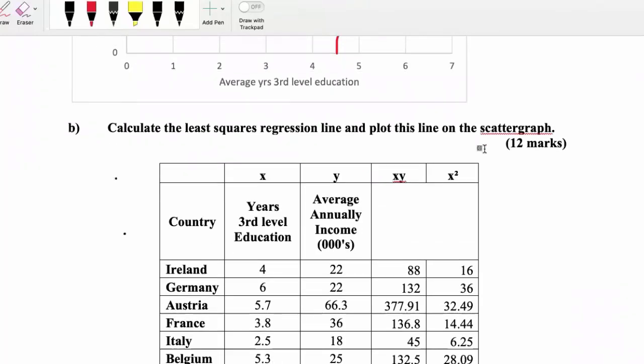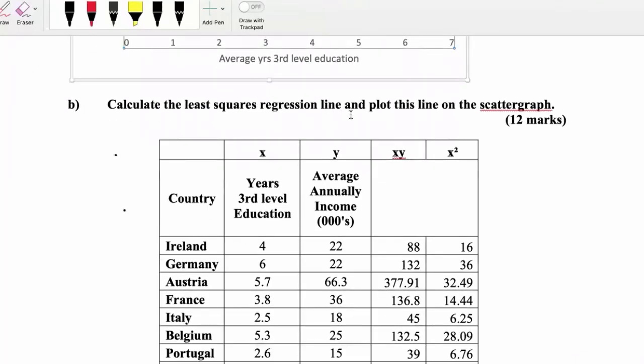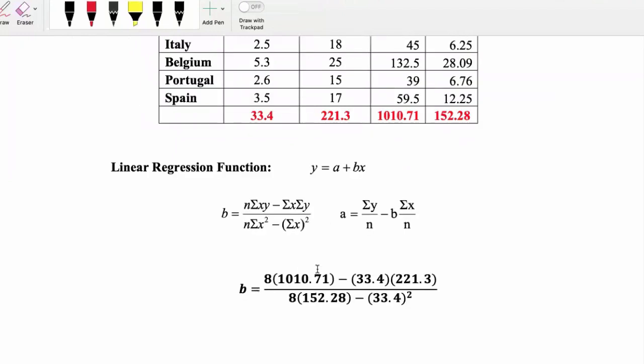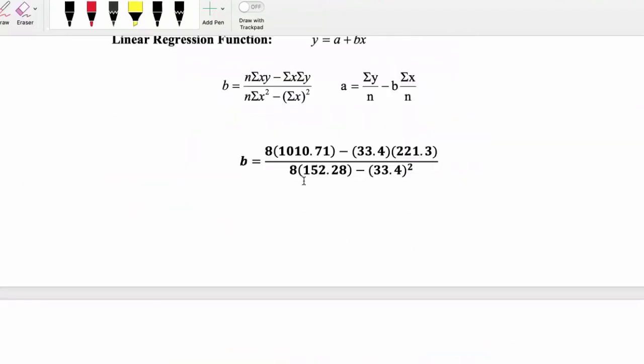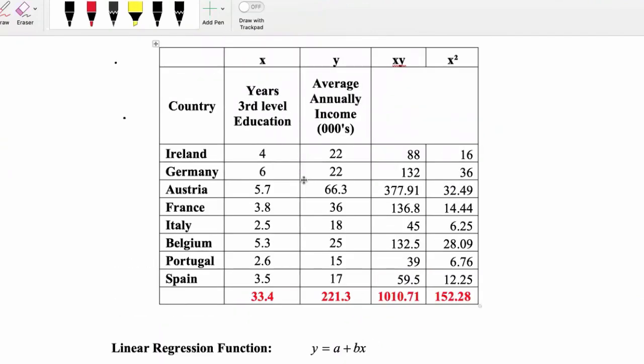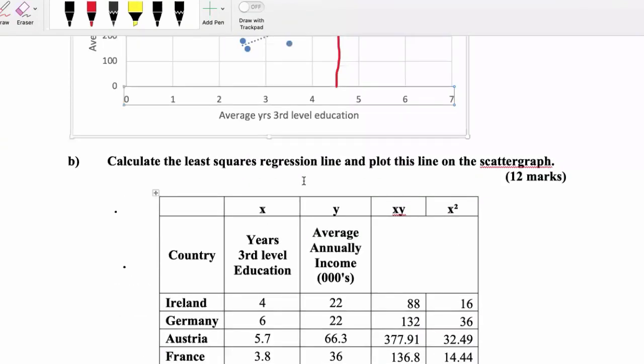Let me just go back to part B. You were asked to calculate the least squares regression line. I did that, all right? We got it here. But what I overlooked was the second part. And it might be a good idea, you probably did this for the Leaving Cert or on the other past exam papers.